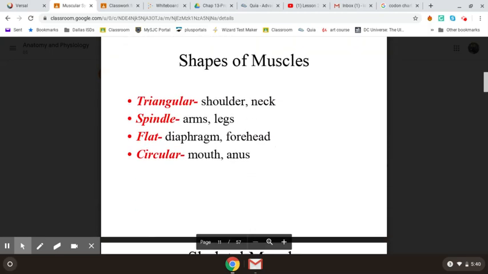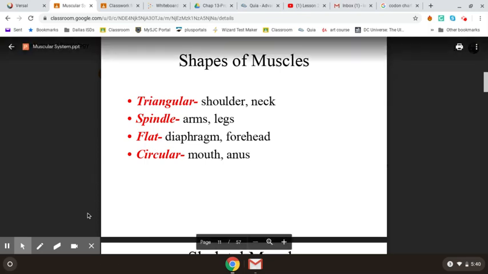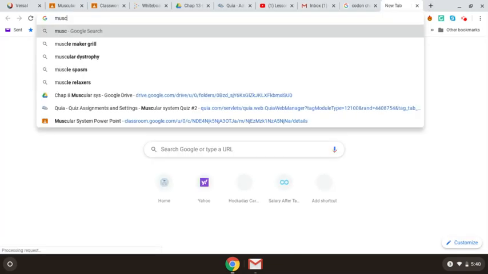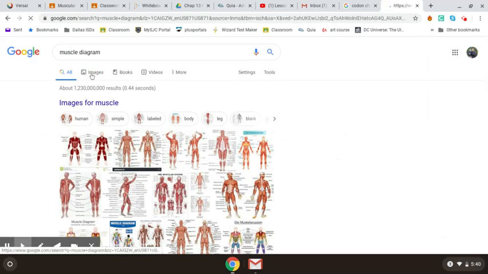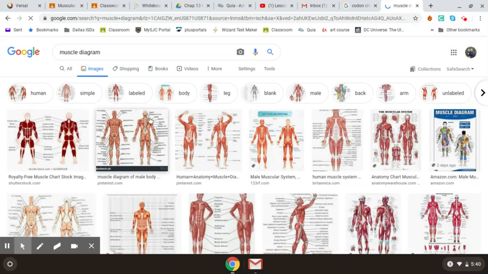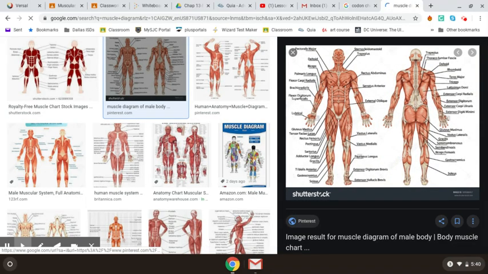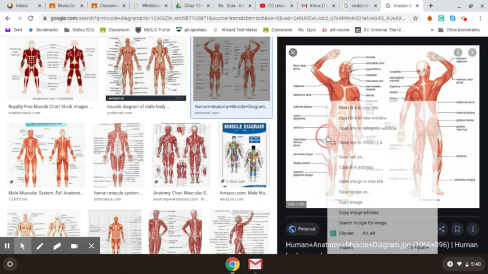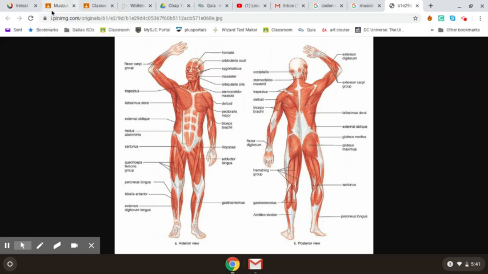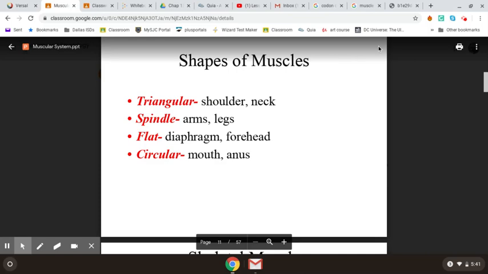Okay, so muscles come in different shapes. All the muscles come in different shapes, especially your skeletal muscles. Okay, some muscles can be triangular. Okay, and let me just pull up a muscle diagram for you guys. Okay, so if I open up this diagram here and I go back to here, we can see that there are triangular muscles, spindle, flat, and circular. So let's go find some of those, right?